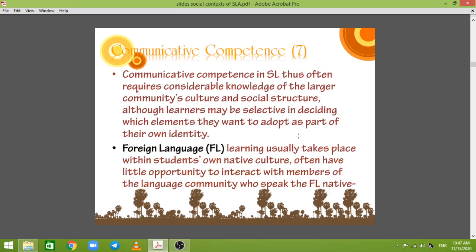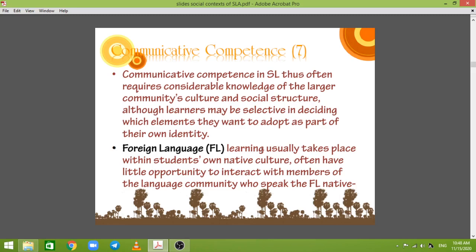Communication in SL, or second language, therefore, often requires considerable knowledge of the larger community culture and social structure. Even so, learners may be selective in deciding which elements they want to adopt as part of their own identity.